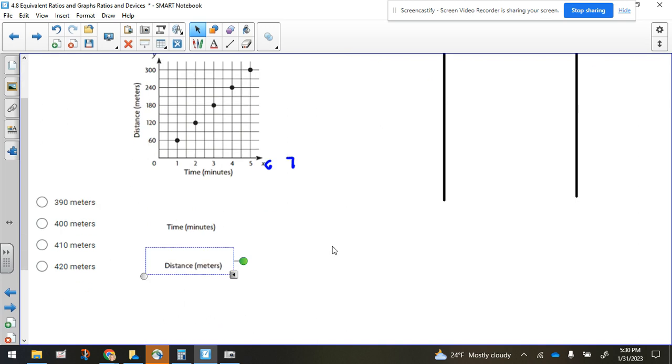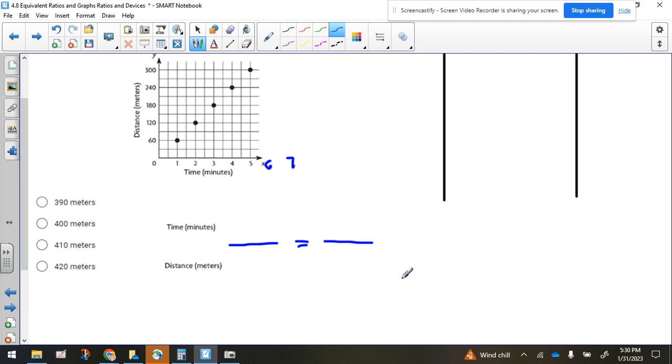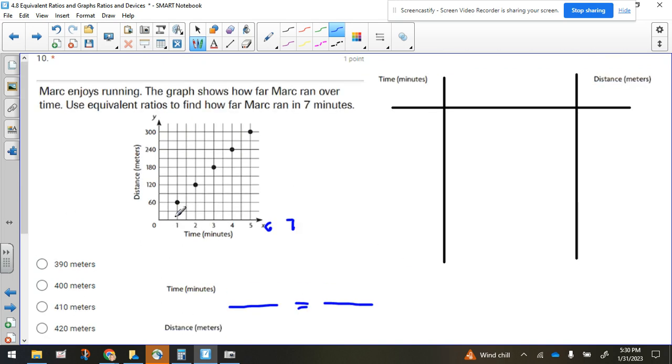So if we're going to use proportions, then we would do a fraction bar, an equal sign, and a fraction bar. And then we would say to ourselves, well, what's the time if we just take one of the ratios here? So let's just take this dot and look at the coordinates for it. So it's one minute, right, for every 60 meters that we're going. That's the distance. So they want to know for 7 minutes.